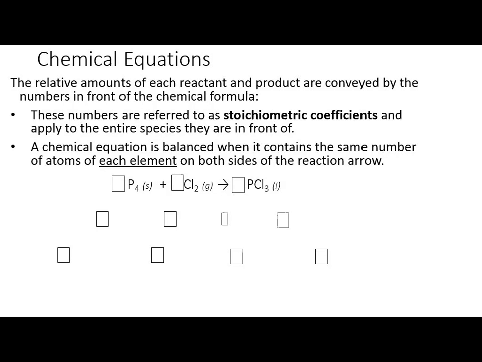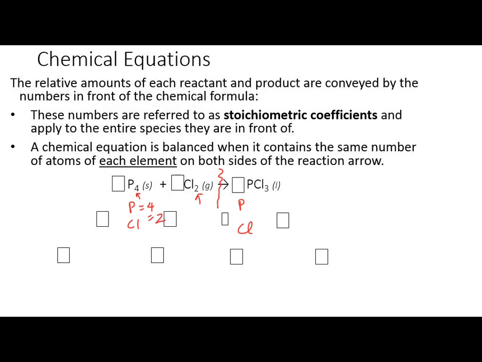Here's the first one. We have 2 reactants, P4 and Cl2, then you find your reaction arrow, and they're going to form PCl3. I'm going to put my brick wall here between my reactants and my products, and count P and Cl on both sides. If I count P's, I have 4 over here because of that, and I have 2 over here because of that. Does that make sense?